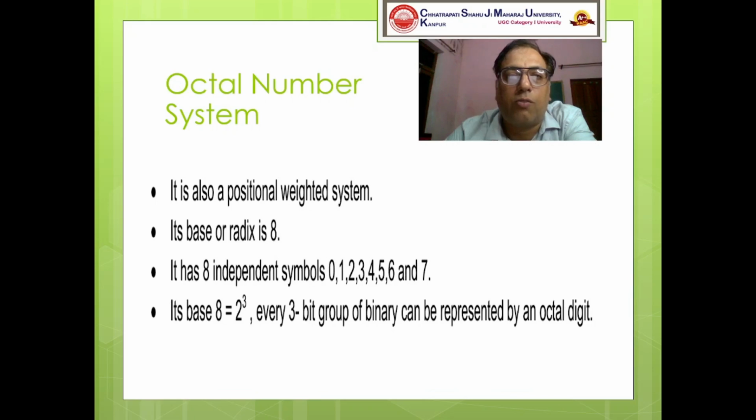Similarly, if we go for the octal number system, it is also a positional weighted system. It has a base or radix of 8. It has 8 independent symbols from 0 to 7: 0, 1, 2, 3, 4, 5, 6, 7.